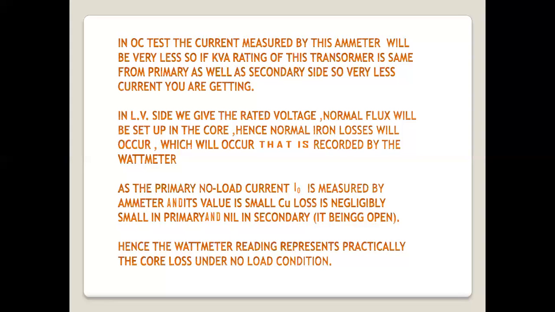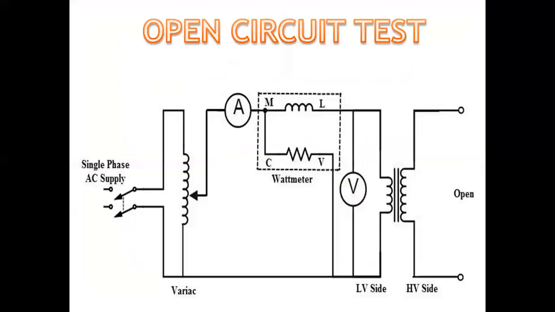So the wattmeter generally records the power that is known as the iron loss or the core loss of the transformer, and the ammeter generally records the no load component current, that is I0, and the voltmeter notes the voltage that is nearly equal to the rated voltage.